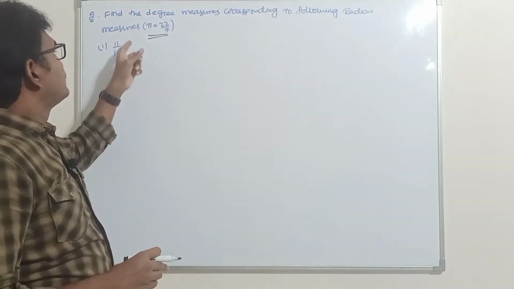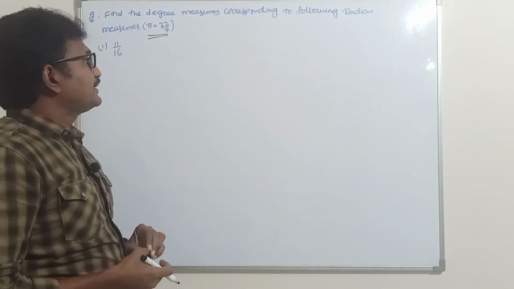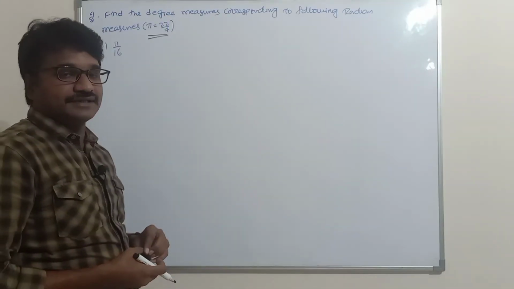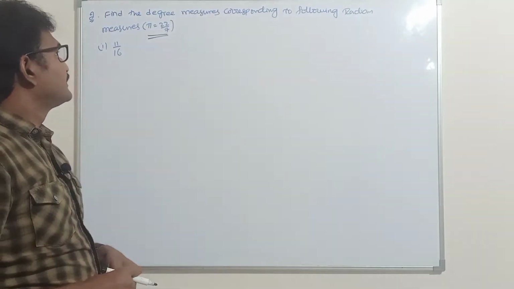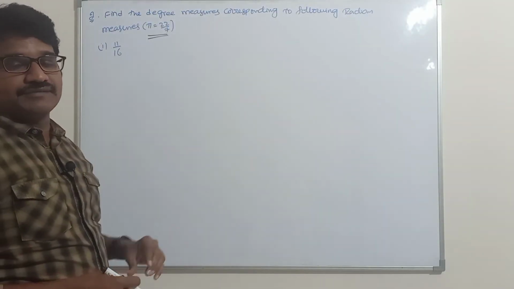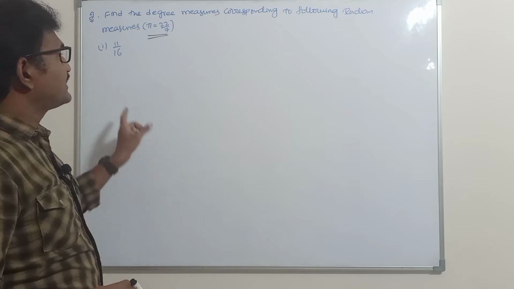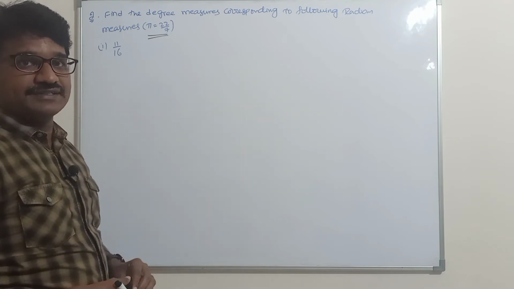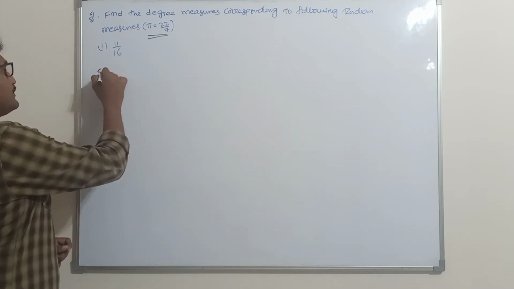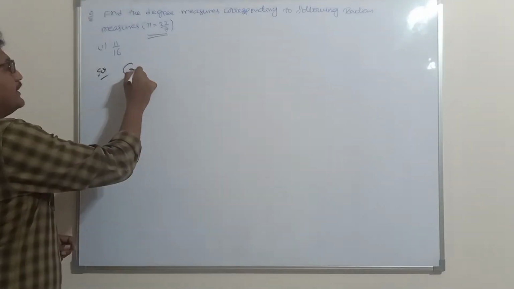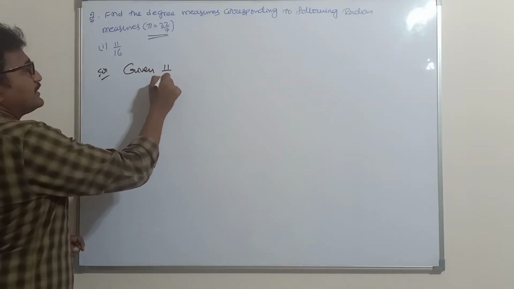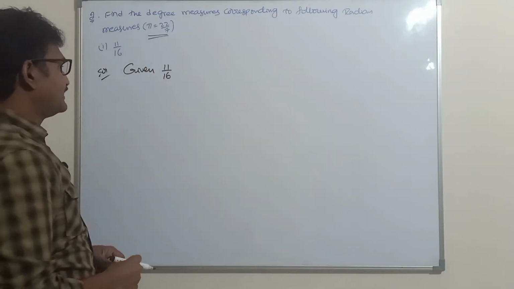Next, find the degree measures corresponding to the following radian measures. In the previous problem, degrees were given and we needed to convert them into radians. Here, radians are given, and we need to convert these radians into degrees. So, first problem, 11 by 16. Convert this 11 by 16 radians into degrees.